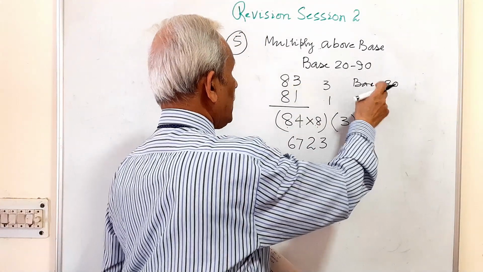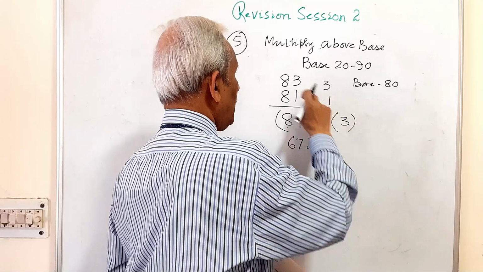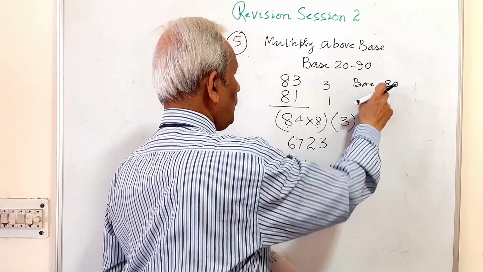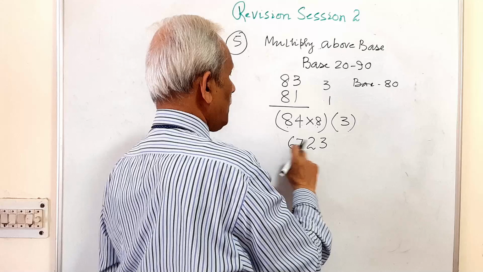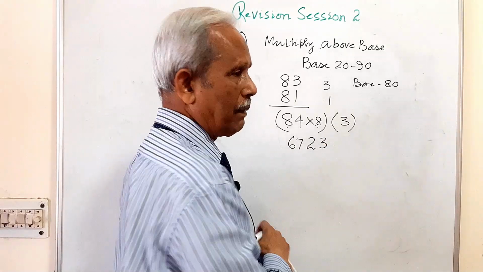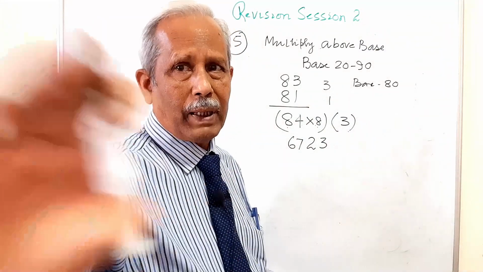So 83 minus 80 is 3, 81 minus 80 is 1, 83 plus 1 is 84, into 80 is 8, is 672 in 3. The answer is 672, 3, quite simple, understandable.